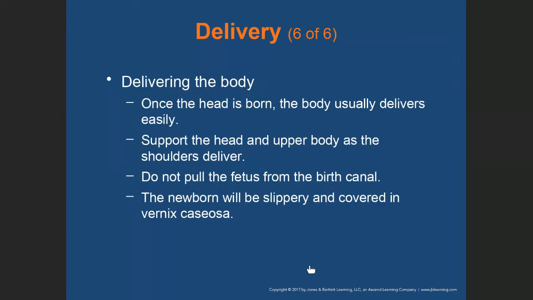Delivering the body. Now once the head comes out, the baby will naturally rotate to the left or the right. Right? So they're going to naturally turn. You don't need to pull on the newborn. The newborn will deliver itself. Once the head is born, the body usually delivers easily. Support the head and the upper body as the shoulders deliver. So all you're going to be doing is going up and down.